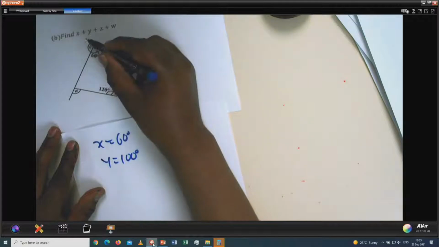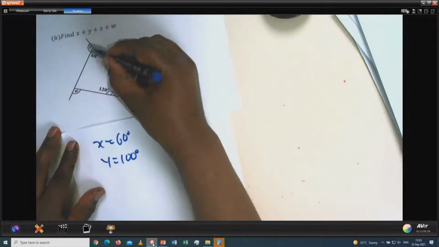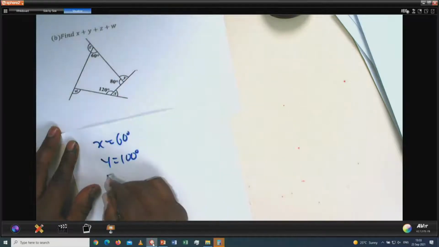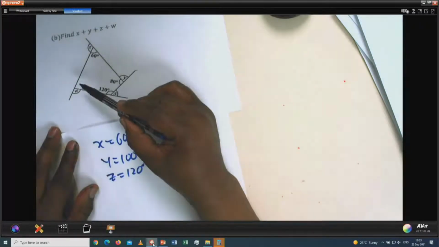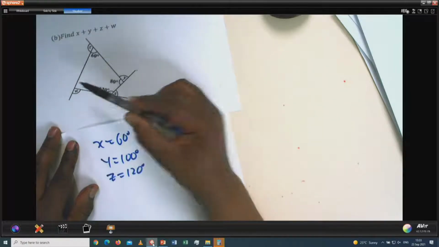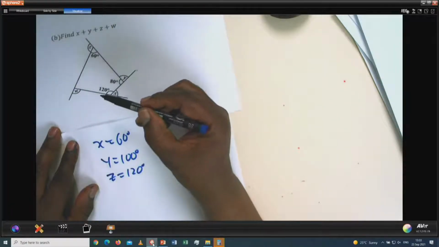Again, angles on a straight line. For your angles to make 180, what is the value of z? z should be 120 degrees. But w, we don't have a straight line. So what is the relationship of w?